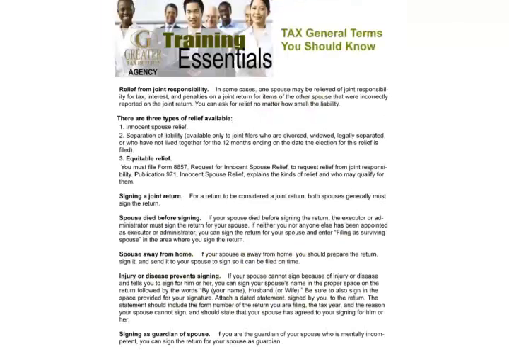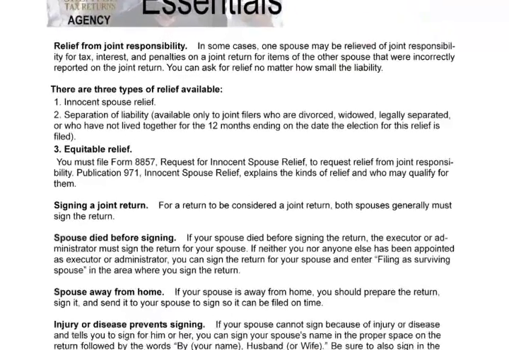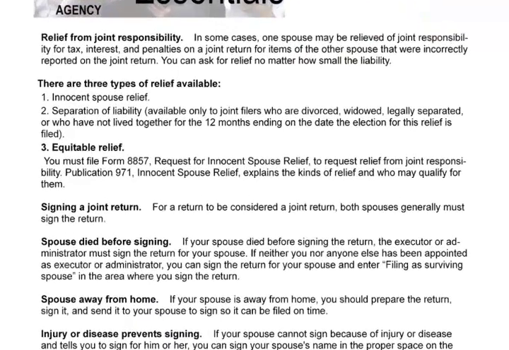Okay, we are back. In this segment, we're going to share with you a little bit about relief from joint responsibilities. There are situations that occur where a taxpayer may need some relief due to circumstances, okay?